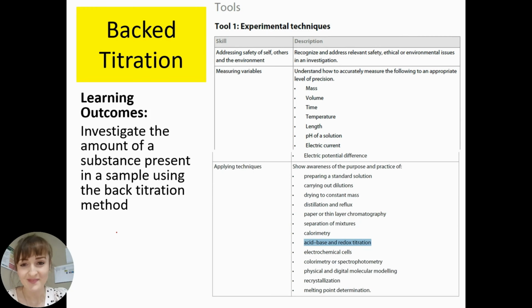Welcome to Curium. As part of Tool 1 experimental techniques, one of the techniques which you are expected to be able to apply is that of knowledge around an acid base and a redox titration. So the focus of this video is to investigate the amount of a substance which is present in a sample using the back titration method. Note that this can be called back titration, reverse titration, or double titration.